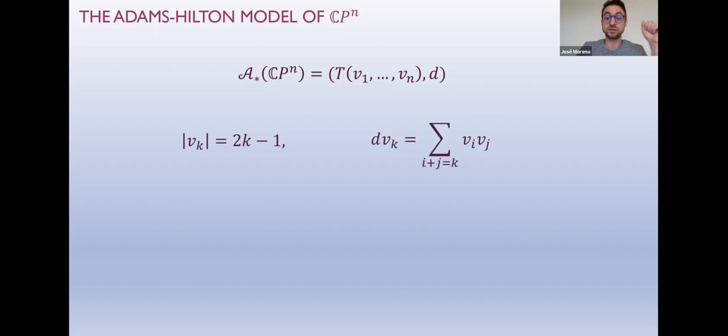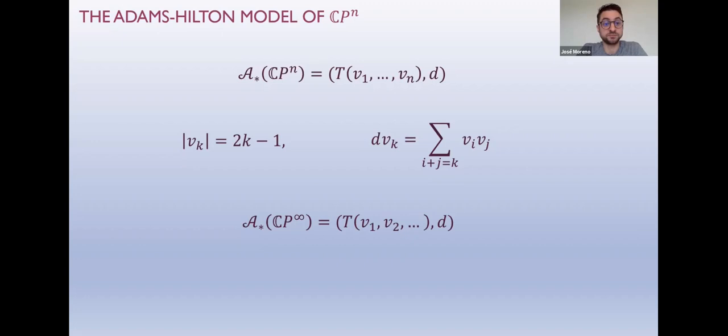What you do is, when you differentiate an element, VK, you put in all possible ways the twofold product of BIs and BJs that add up to K. If you go all the way up, then you get the Adams-Hilton model of CP infinity. And well, okay. So let's go back. I don't want to get this wrong.